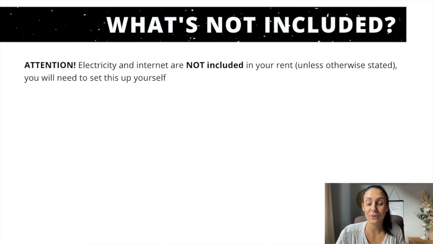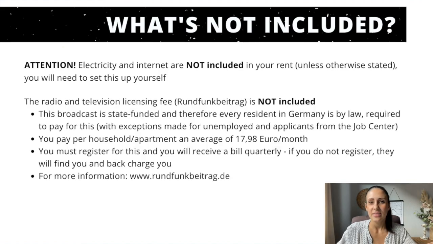But we're going to go through a little bit more about these rental contracts so that you fully understand it and that we are prepared to sign a contract. This is probably going to be new to you. In Germany, there is a radio and television licensing fee, which is called the Rundfunkbeitrag, and I'm going to include a link below so you can check it out and understand and perhaps copy and paste anything you want from that website over onto Google Translate so that you can better understand it. But this fee is not included.